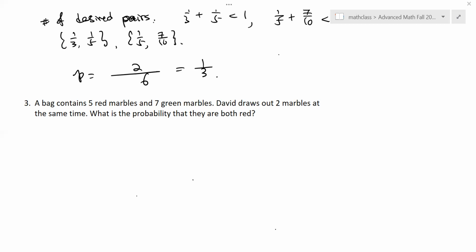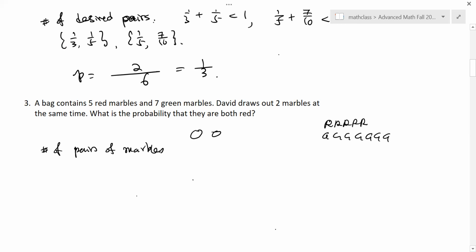All right, so we have 5 red marbles and 7 green marbles. We want to select, because David draws out 2 marbles at the same time, that means we don't count the order. So they are a pair of marbles. The number of pairs of marbles is the total number of possible outcomes. It's going to be 12 marbles total.